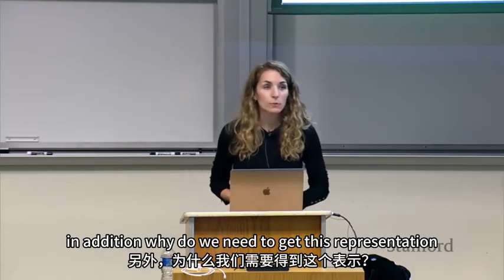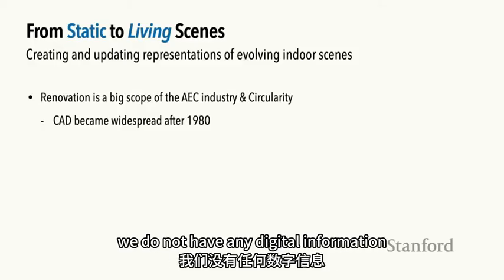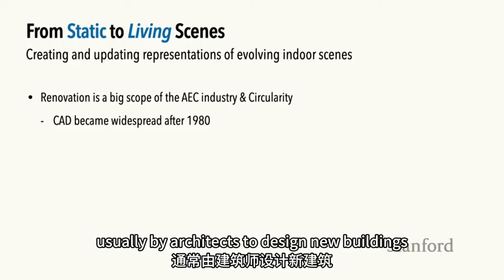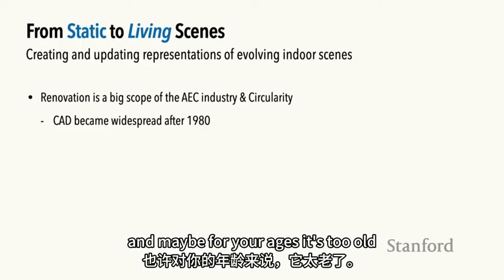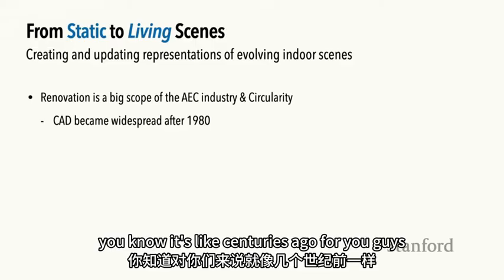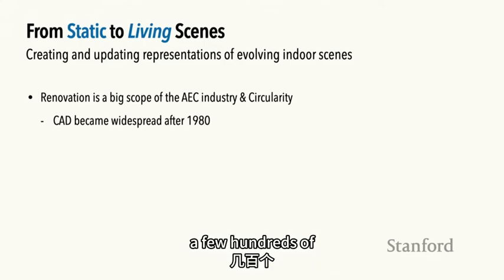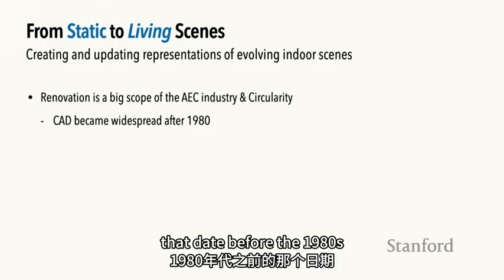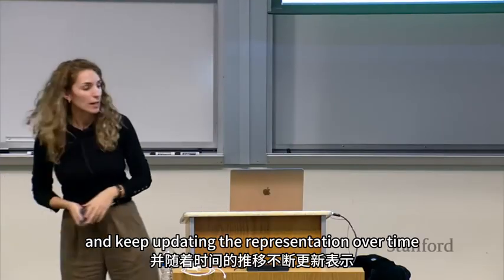In addition, why do we need to get this representation from evolving environments is because for most of our buildings, we do not have any digital information. Actually, CAD, computer-aided design software that is used usually by architects to design new buildings, became more widespread after the 1980s. And maybe for your age, it's too old. You know, it's like centuries ago for you guys. However, still only a few hundreds of thousands of buildings have been built since then. We have billions of buildings on Earth that date before the 1980s. So how can we acquire this and keep updating the representation over time?